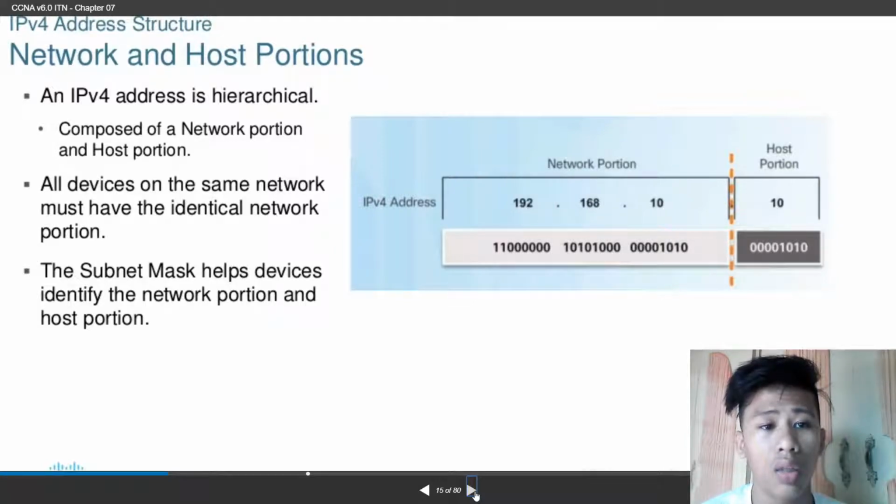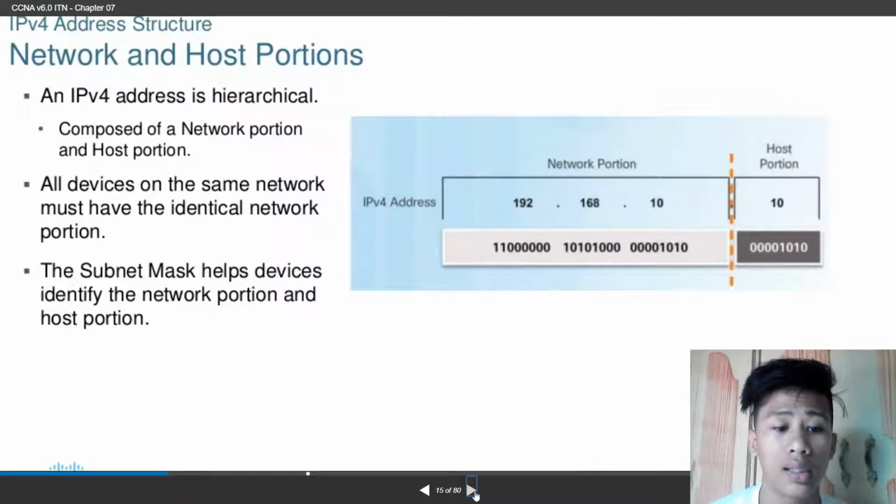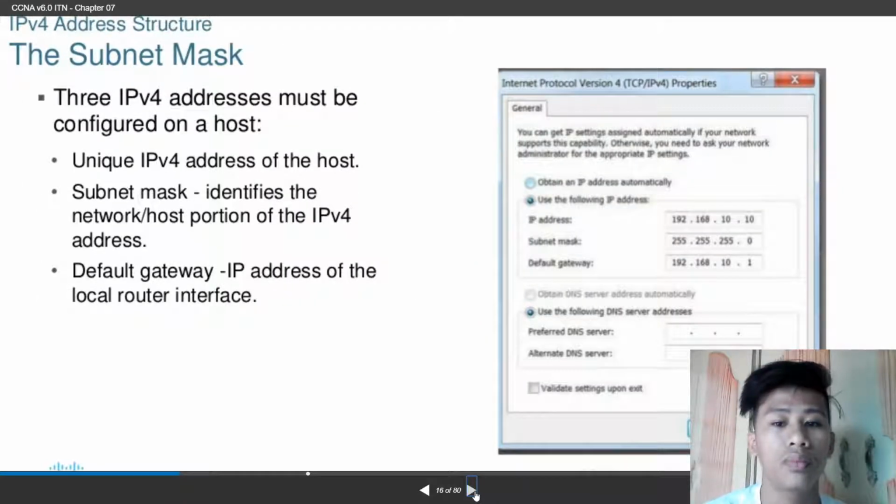And the network and host portions: an IPv4 address is composed of a network portion and a host portion, and the subnet mask helps devices identify the network portion and host portion.